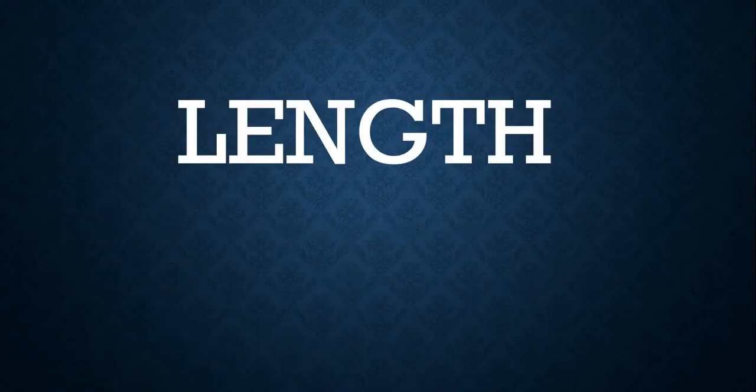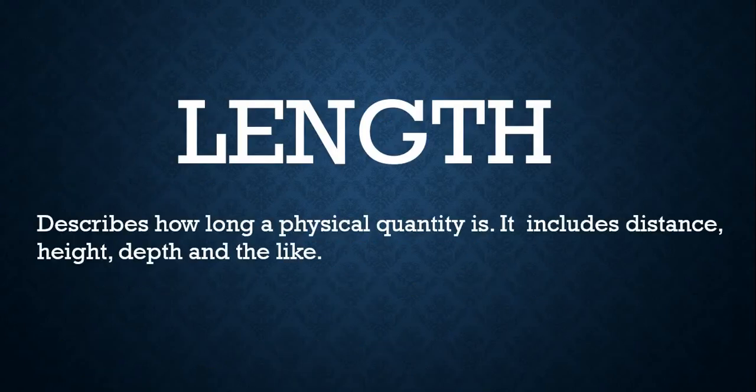Let's go on now to length. It describes how long a physical quantity is. So, kung gaano kahaba ang isang bagay, and it includes distance, height, depth, and the like. In the next slide, you can see the different units of measures used in measuring length. The smallest unit of measure for length is millimeter, and the biggest unit of measure is kilometer. Now, length is used to determine perimeter and area of other geometric figures.